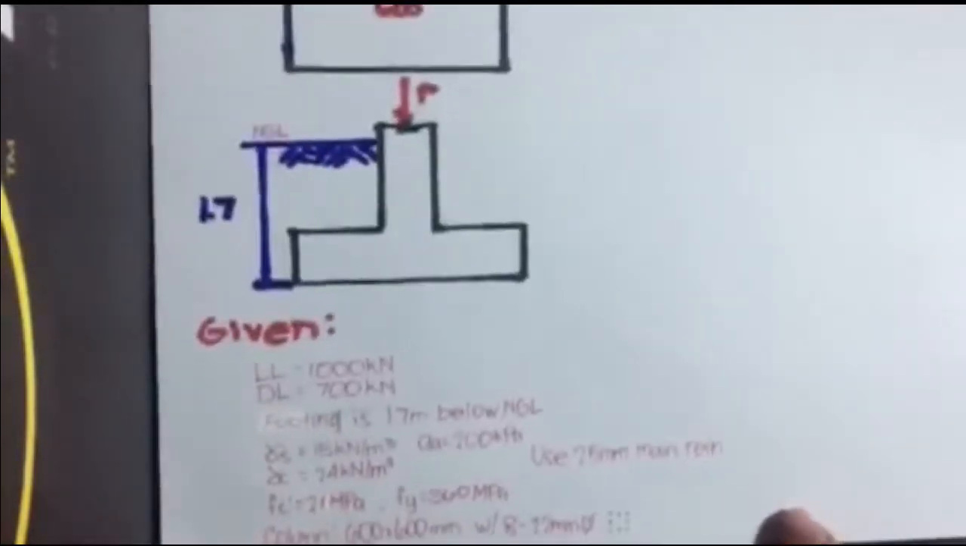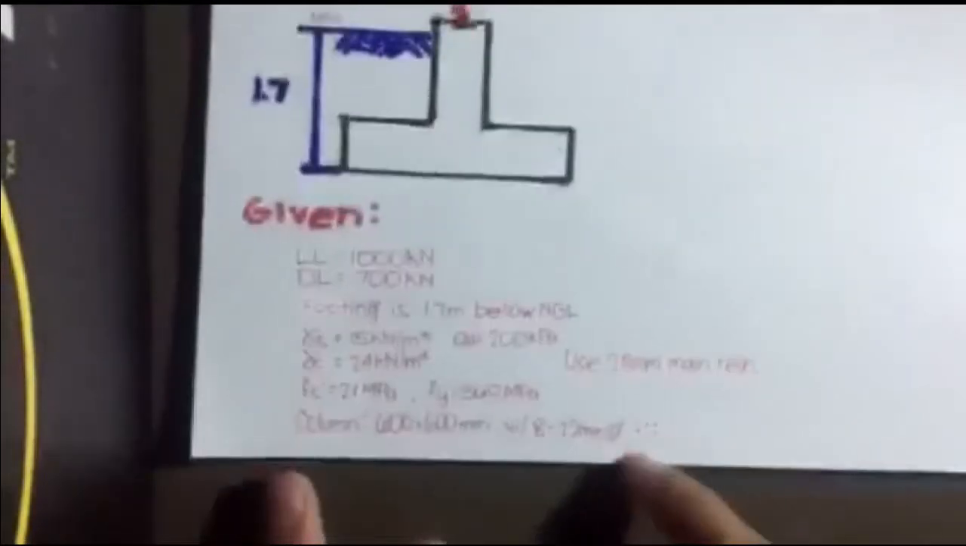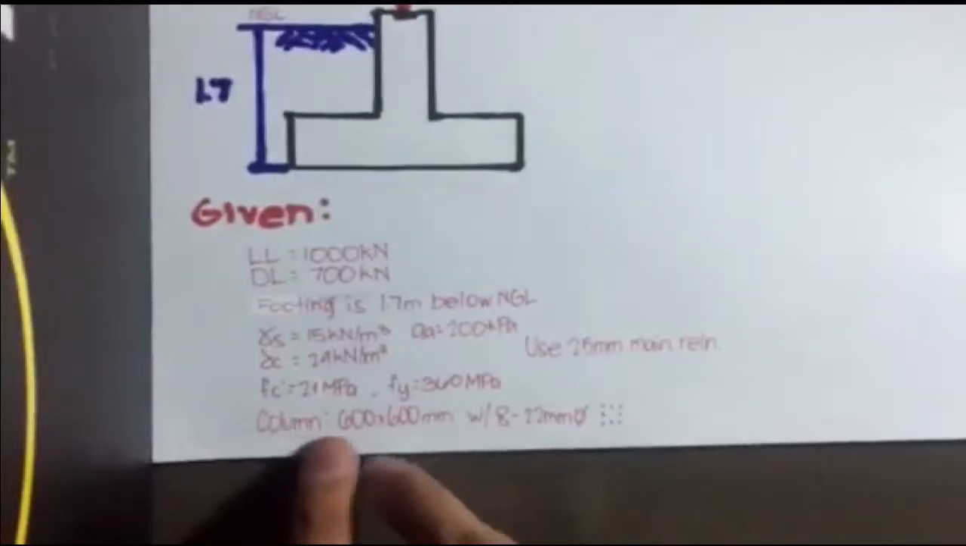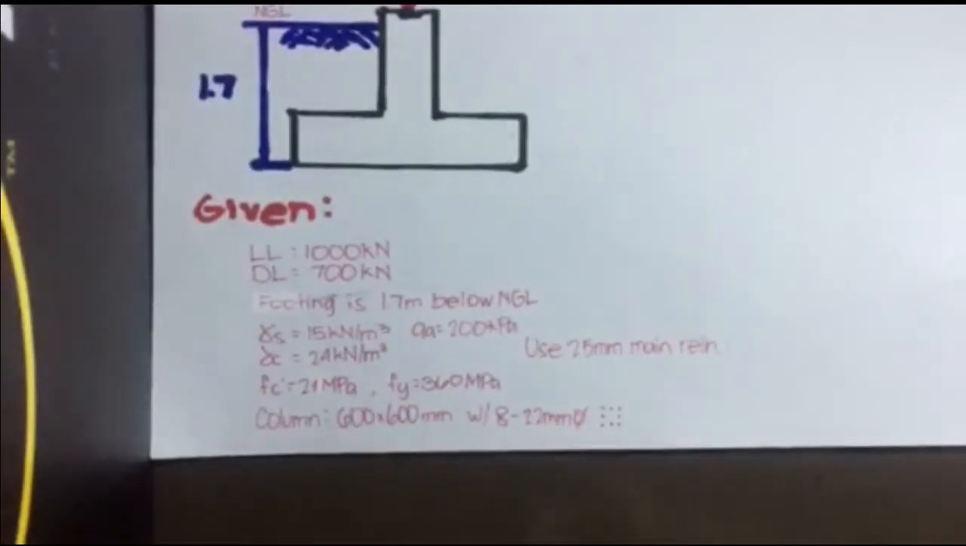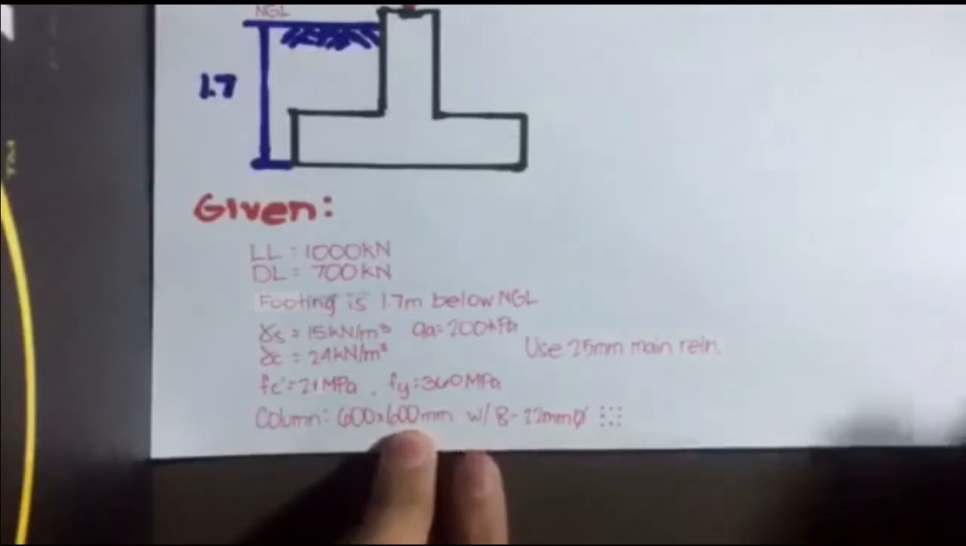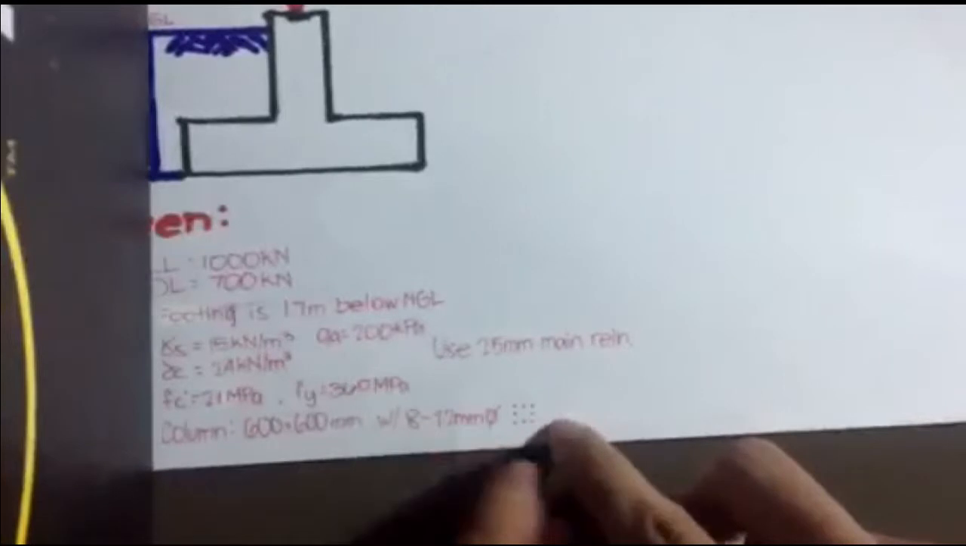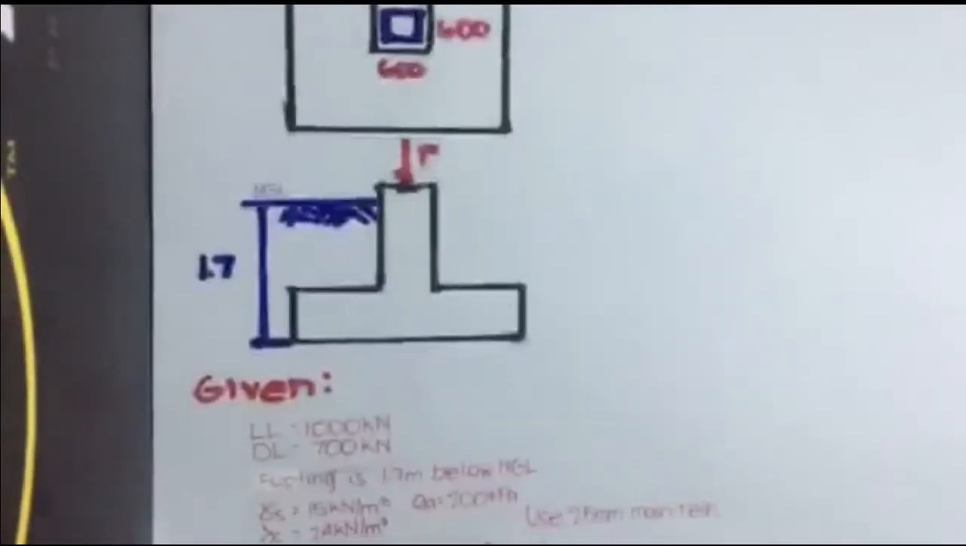Okay, so the column is given as 600 by 600 millimeters with 8 22-millimeter bars as its supports right there. It's like this. Okay, so first things first, we need to find the equivalent soil pressure, which is named QE.